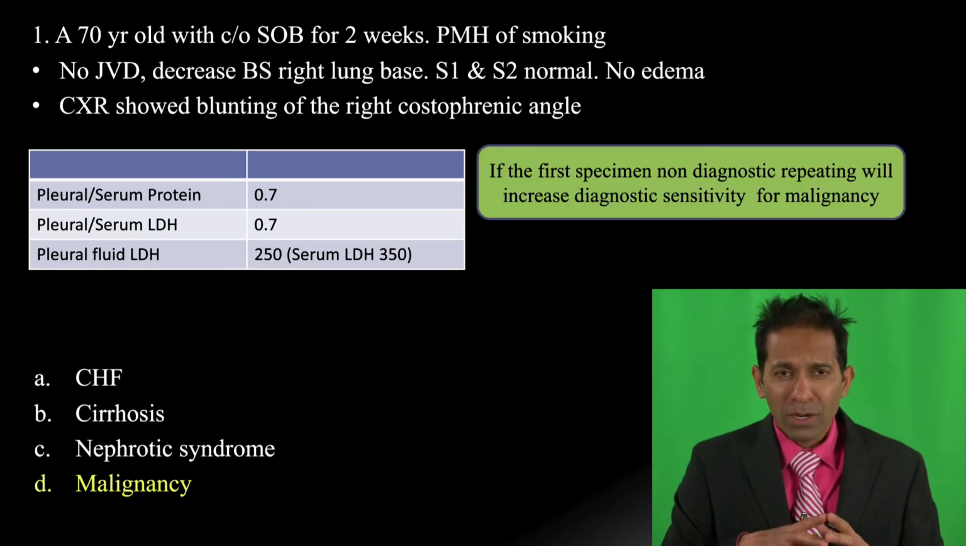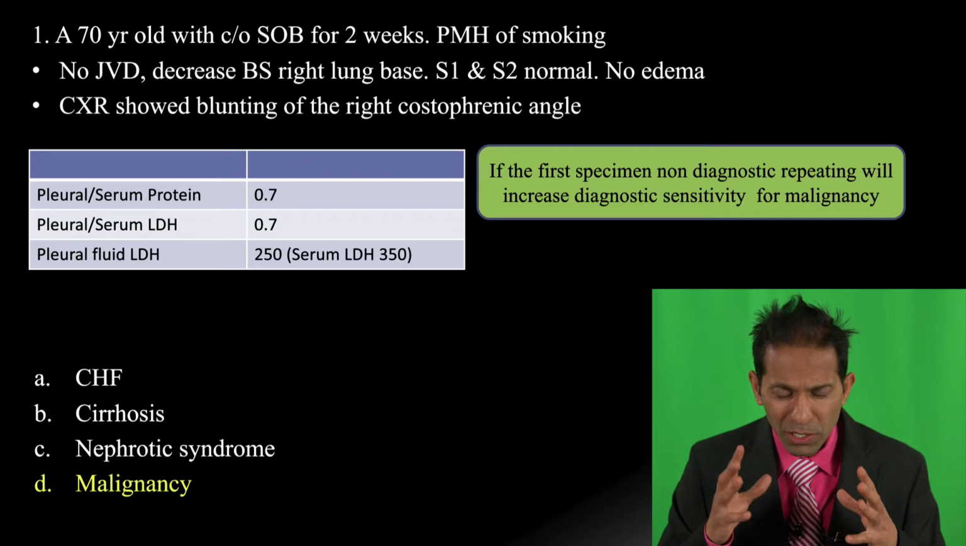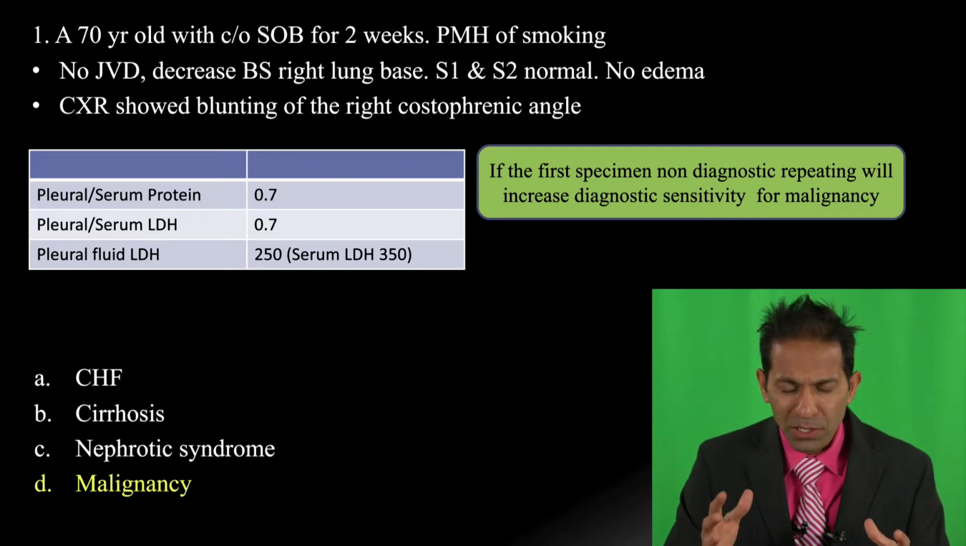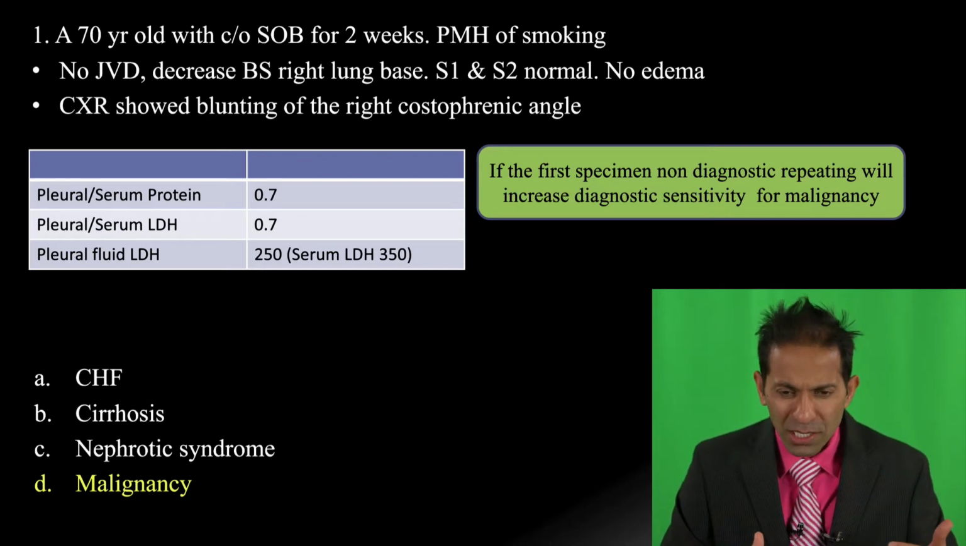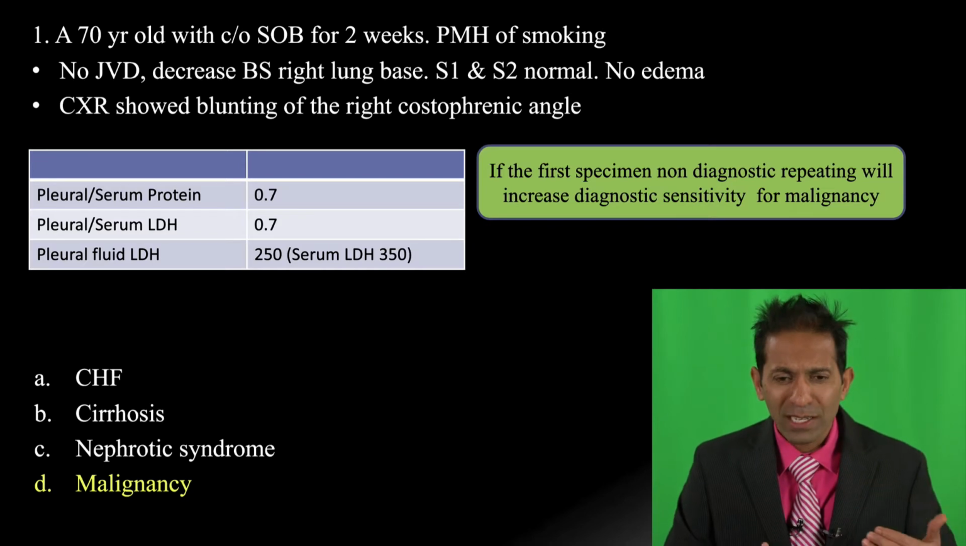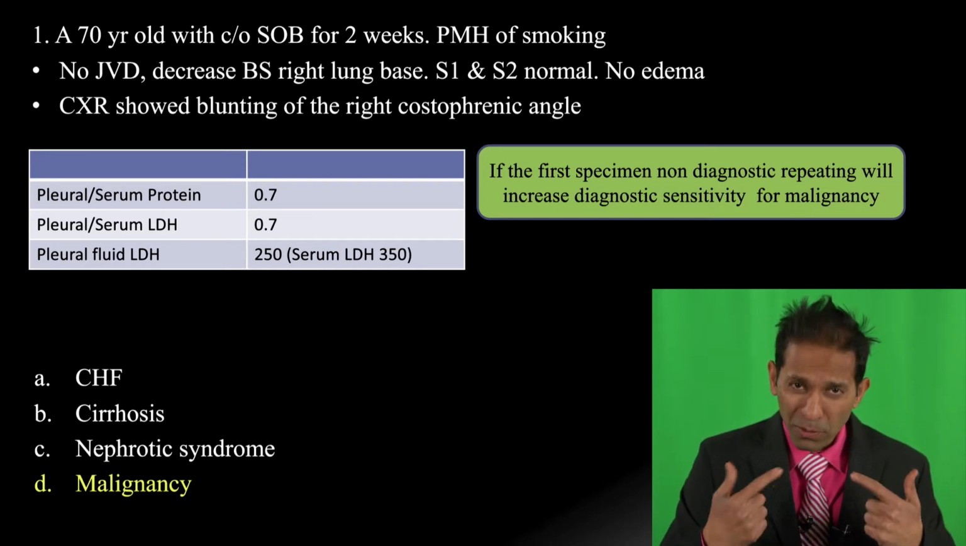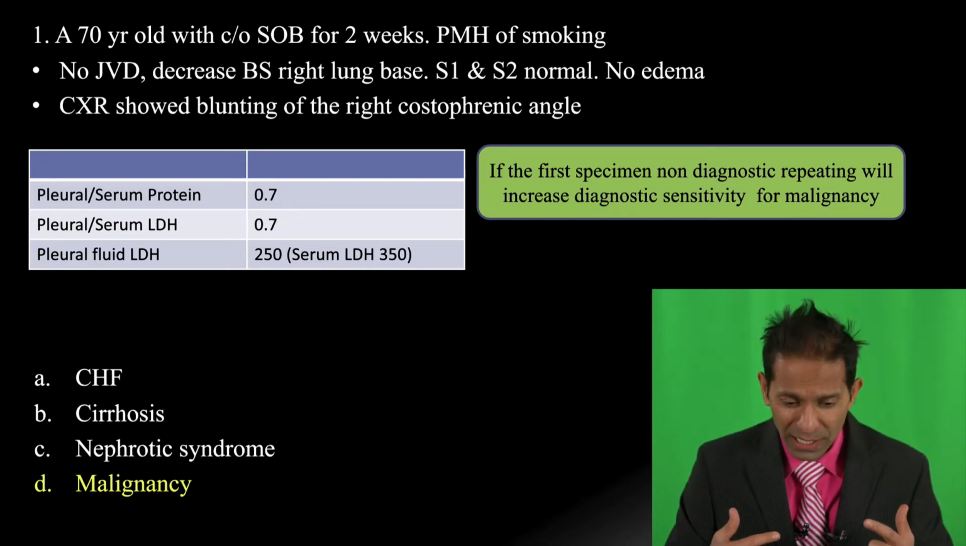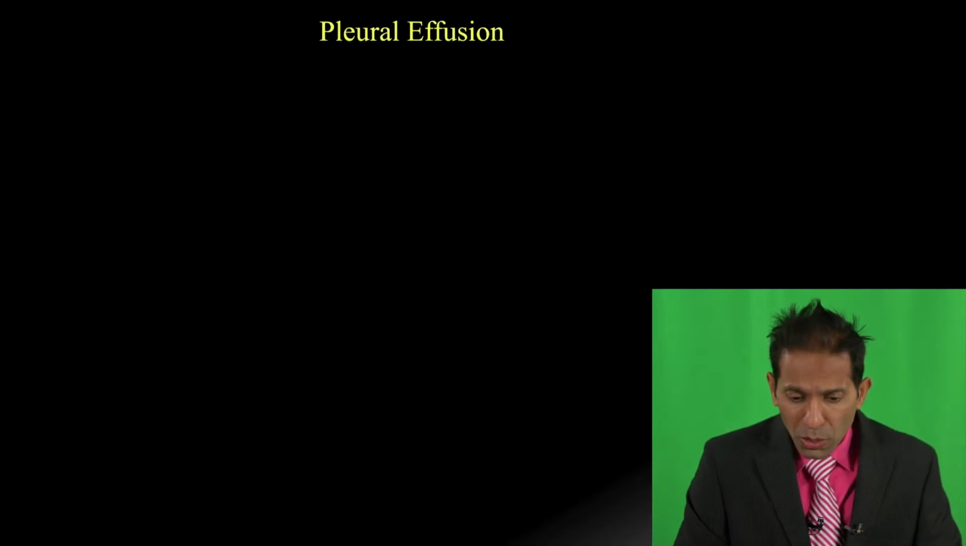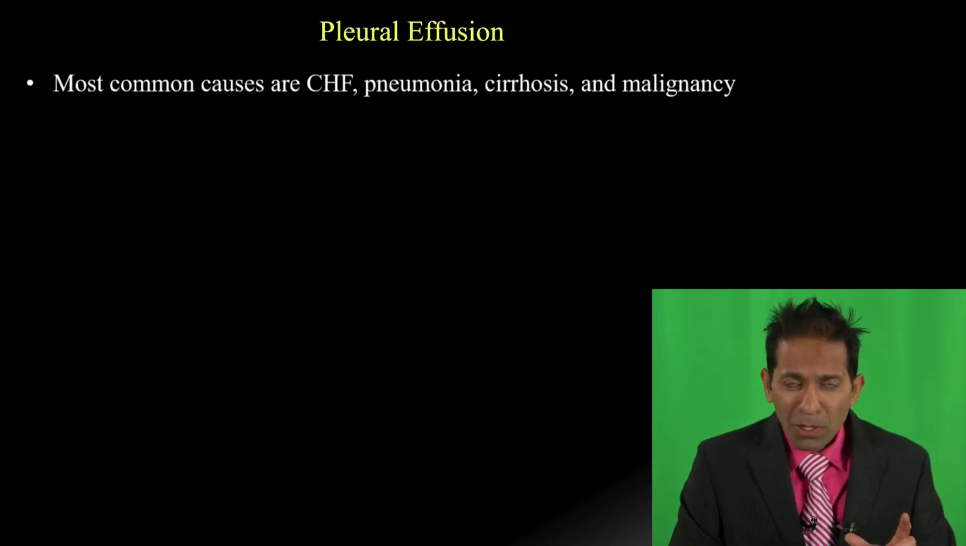Now, one point I want to make here is if you do a pleural tap in a patient and the cytology is negative, and you are still suspecting this patient has malignancy, you do another pleural tap, which increases the sensitivity. So let's talk about pleural effusion.